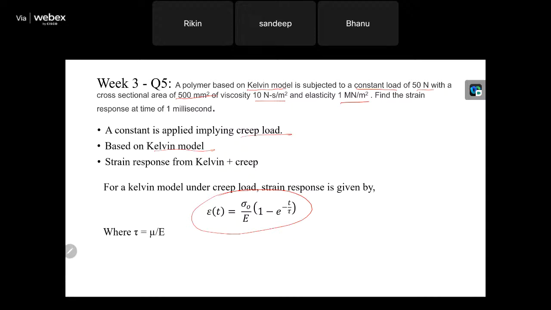So if anyone has any doubts in this question, please put it in the chat box, or else we'll go forward to the next question. Okay, let's move forward for now. If there are any questions, we can come back.